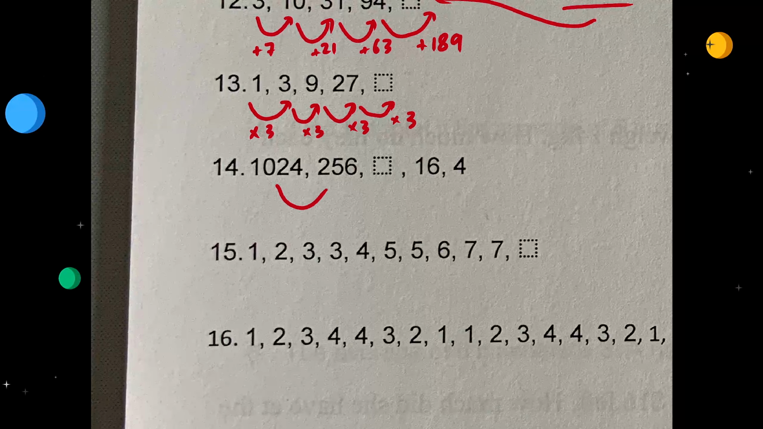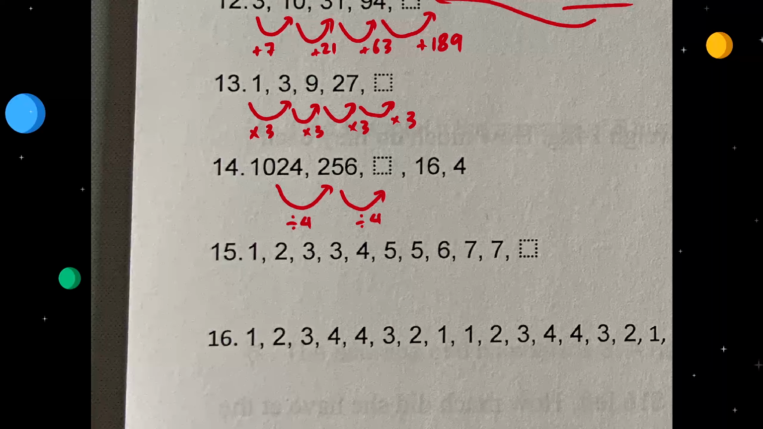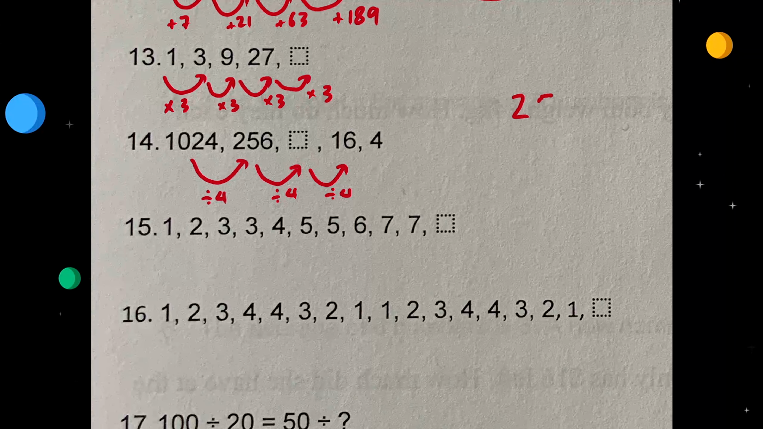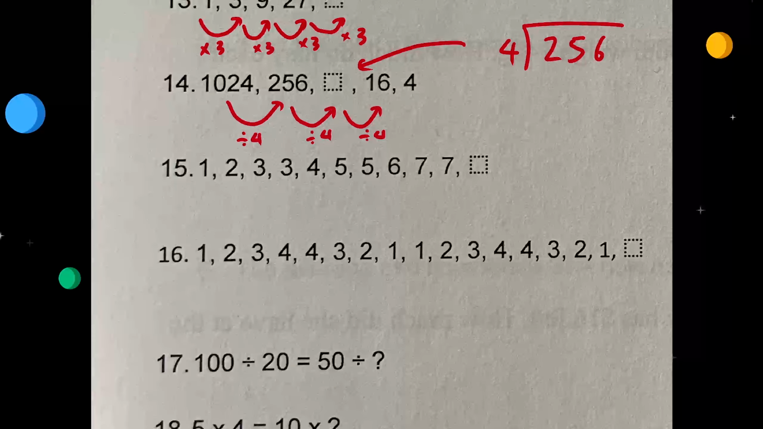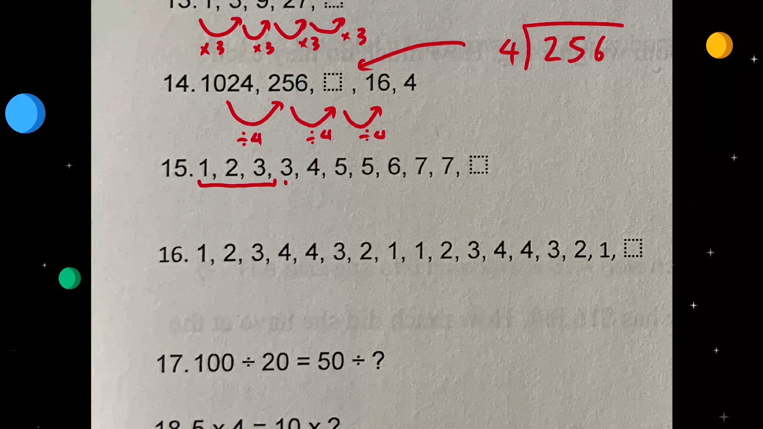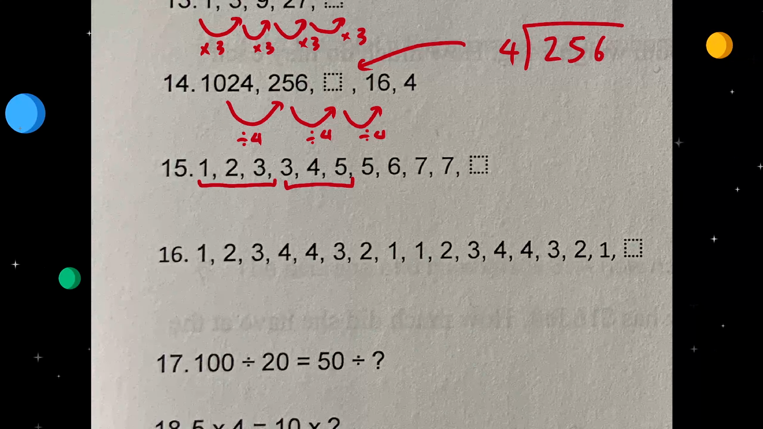All right, next one is you've got the equal sign here, and then you've got stuff on the left, stuff on the right. So we have to compare them. So the stuff on the left, all of this stuff here is 100 divided by 20, that gives you 5. And this one should also be equal to 5 as well. So 50 divided by what gives me 5? So it's like 50 divided by something, question mark, equals 5.